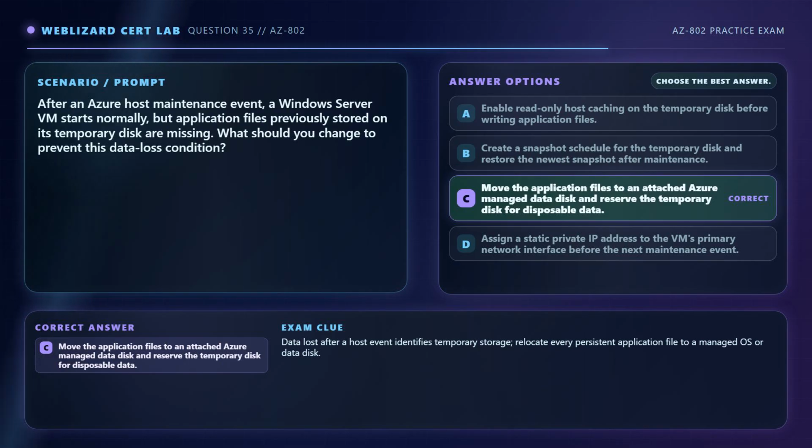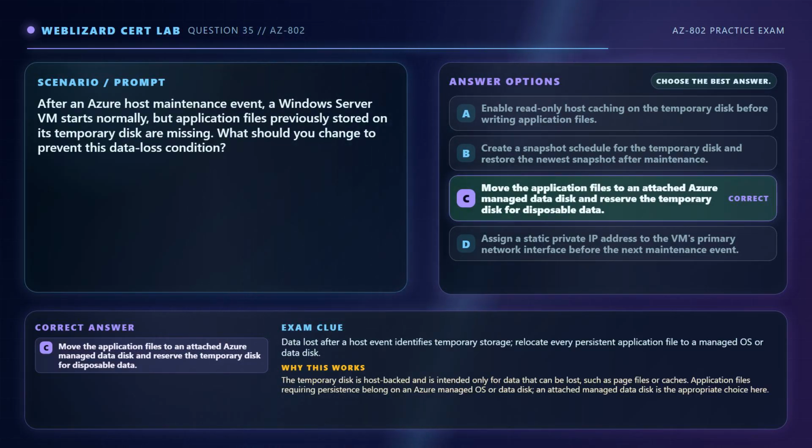The correct answer is C. Move the application files to an attached Azure Managed Data Disk and reserve the temporary disk for disposable data. The temporary disk is host-backed and is intended only for data that can be lost, such as page files or caches. Application files requiring persistence belong on an Azure Managed OS or data disk. An attached managed data disk is the appropriate choice here.